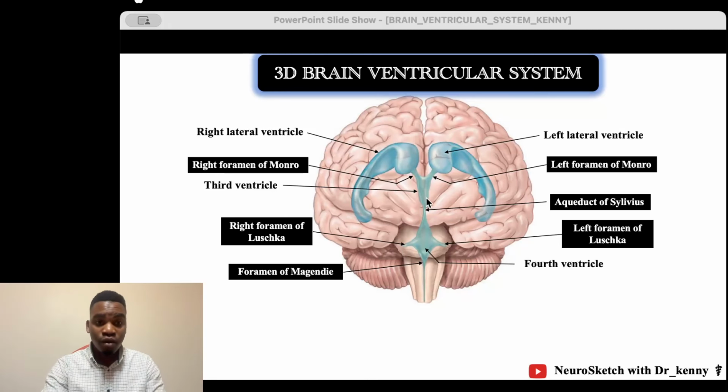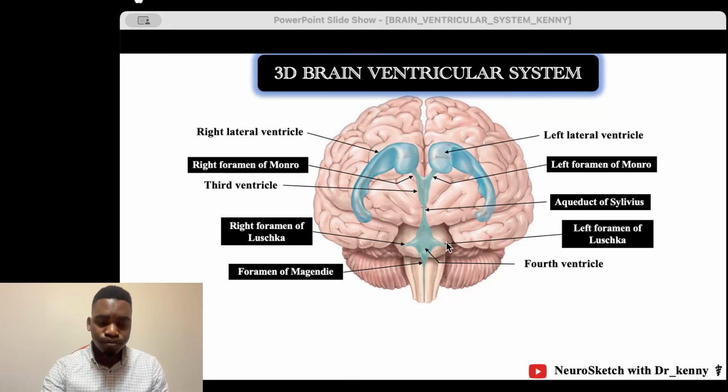And then the fluid goes to the third ventricle, and from the third ventricle it goes to the fourth ventricle by way of the aqueduct of Sylvius. You can call it the cerebral aqueduct or the aqueduct of Sylvius, same thing, or someone can call it the aqueduct of the midbrain because it is found within the midbrain. No confusion, no worry.